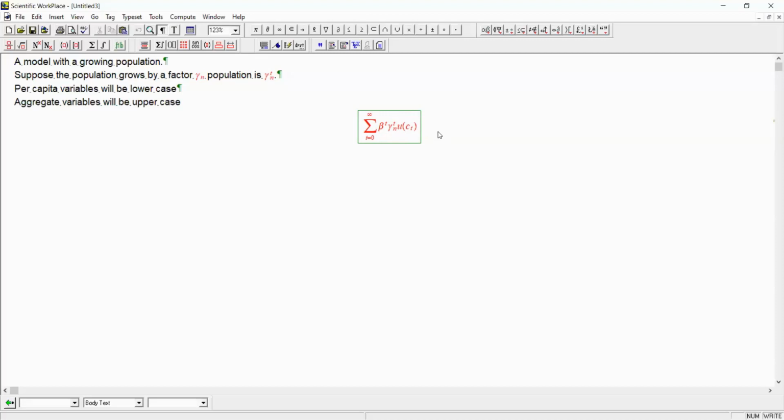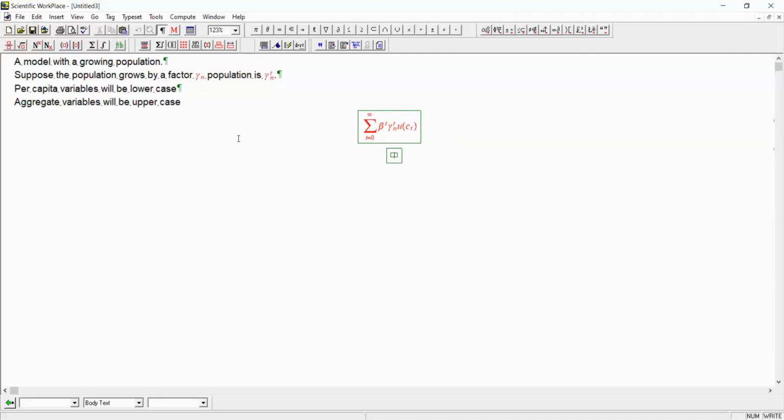Anyhow, going forward, the agents are maximizing this subject to their constraints. And so we're going to go with the planner's problem here. Remember that the planner's problem and the market problem have the same solution in the end, just takes a bit longer in the market case.